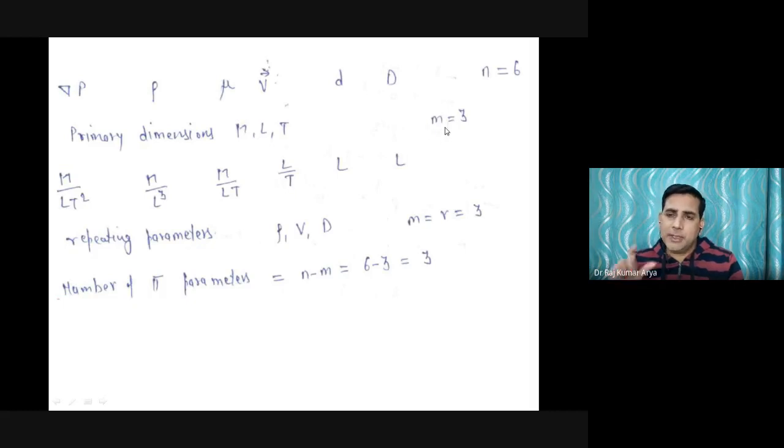After that, you have to choose repeat parameters which would be used in more than one group. As a rule, the guidelines are density, velocity, and diameter. If these are there, you need not think anything, just directly take them as repeat parameters, because your 3 dimensions would be connected: D would give you L, velocity would give L and T, and density will give you the mass. So these are generally taken as repeat variables.